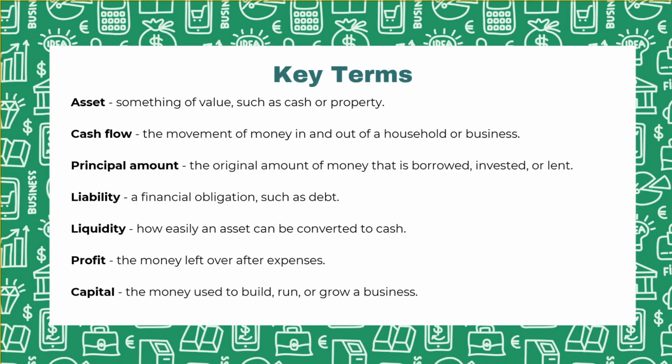And here's some key terms. An asset is something of value, such as cash or property. Cash flow is the movement of money in and out of a household or business. Principal amount is the original amount of money that is borrowed, invested, or lent. Liability is a financial obligation, such as debt. Liquidity is how easily an asset can be converted to cash. Profit is the money left over after expenses. And capital is the money used to build, run, or grow a business.